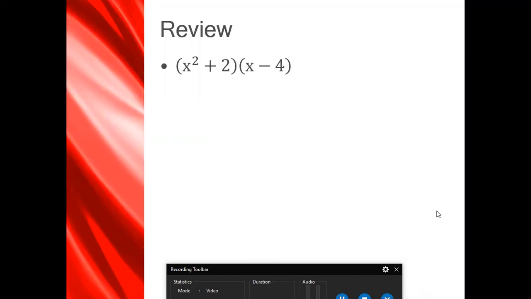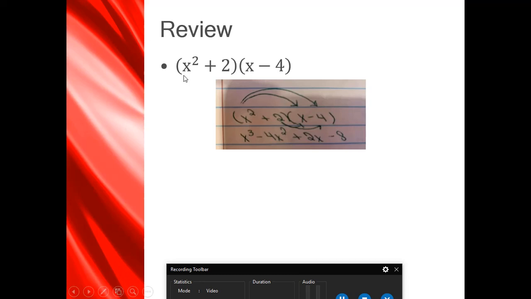Let's review. This is a product. They're asking me to multiply two binomials. In class, we use the distributive property, and we're going to start by distributing x squared to x, which is x to the third, and then x squared to -4, which is -4x squared. Then we're going to return and distribute the 2 to x, and then distribute to -4. So what you're seeing is I get 4 separate terms. If any of the terms can be combined, we will combine them. And then we want our answer to be in standard form.